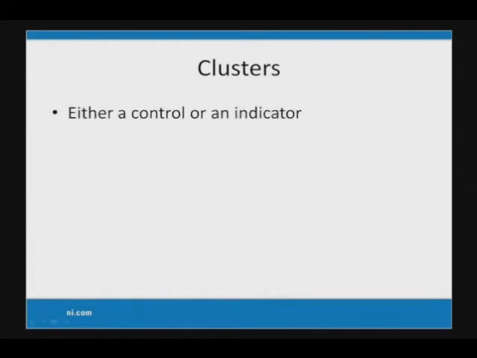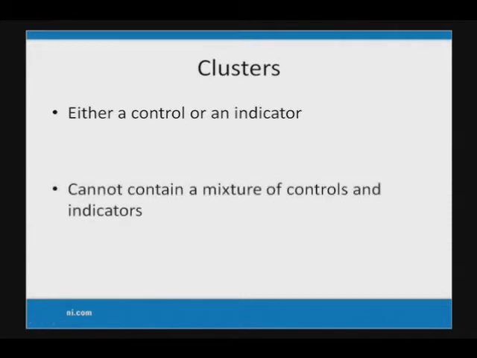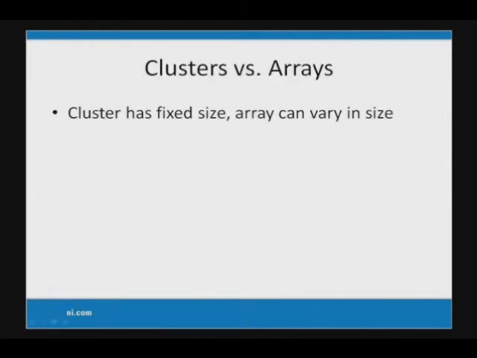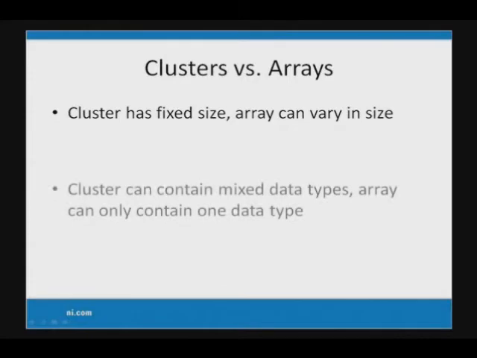Similar to arrays, a cluster is either a control or an indicator and cannot contain a mixture of controls and indicators. The difference between clusters and arrays is that a particular cluster has a fixed size, whereas a particular array can vary in size. Also, a cluster can contain mixed data types, whereas an array can only contain one data type.